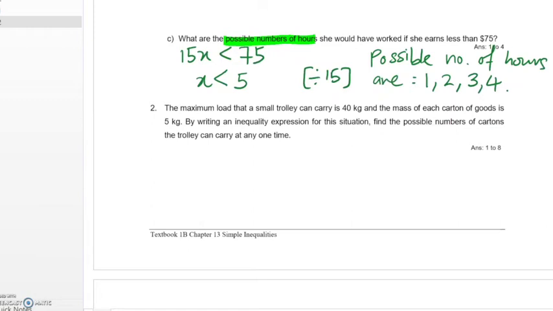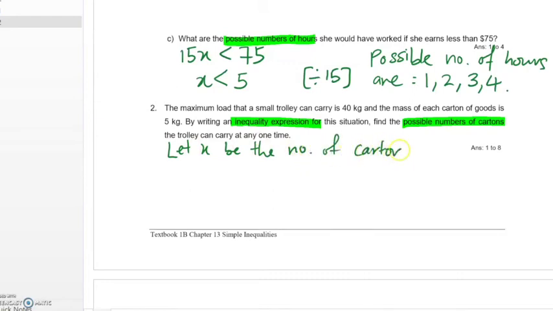Okay, let's look at question 2. The maximum load that a small trolley can carry is 40 kilograms, and the mass of each carton of goods is 5 kilograms. By writing an inequality expression for this situation, find the possible number of cartons the trolley can carry at any one time. So, well, here there is no unknowns given to us, so we need to define them. So let x be the number of cartons. Okay, take note, it is not the number of cartons that the trolley can carry at any one time.